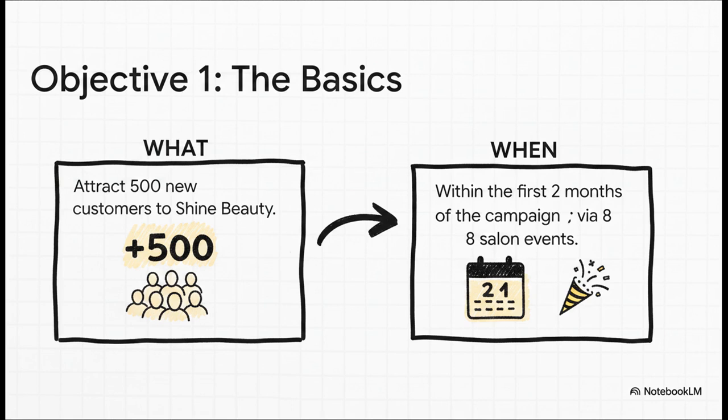Let's apply the framework. What are we trying to achieve? Attract 500 new customers. It's specific, it's measurable, simple. When are we going to do it? Within the first 2 months, using those 8 salon events. That's 2 per salon. It's time-bound, it's realistic.